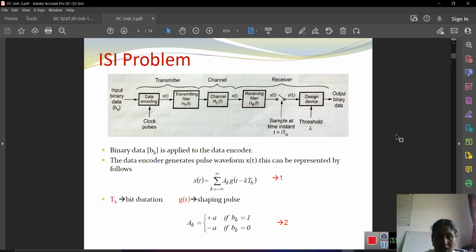Now we see the calculation. Binary data B K is applied to the data encoder. The data encoder generates the pulse waveform X of T. This can be represented as follows: X of T equal to summation K equal to minus infinity to infinity A K G of T minus K T B. Here T B is the bit duration, and G of T is the shaping pulse, time shifted as G of T minus K T B. A K is equal to plus A if B K equals 1, and minus A if B K equals 0.